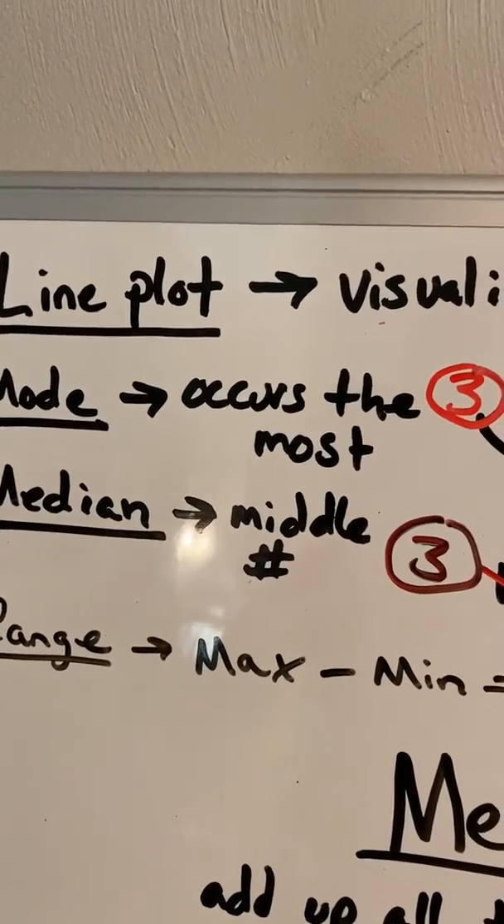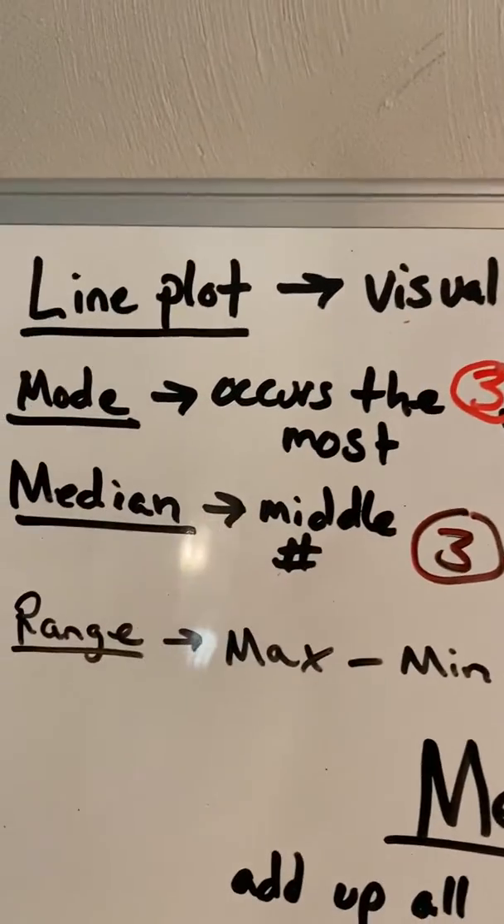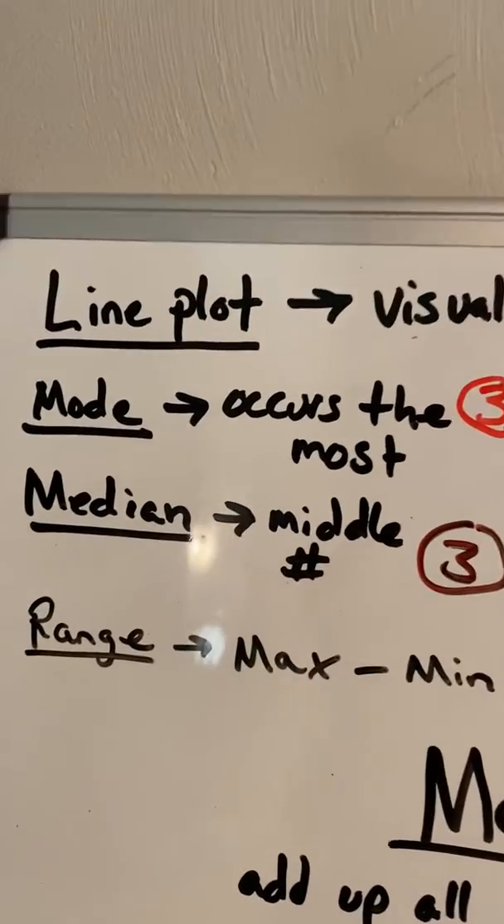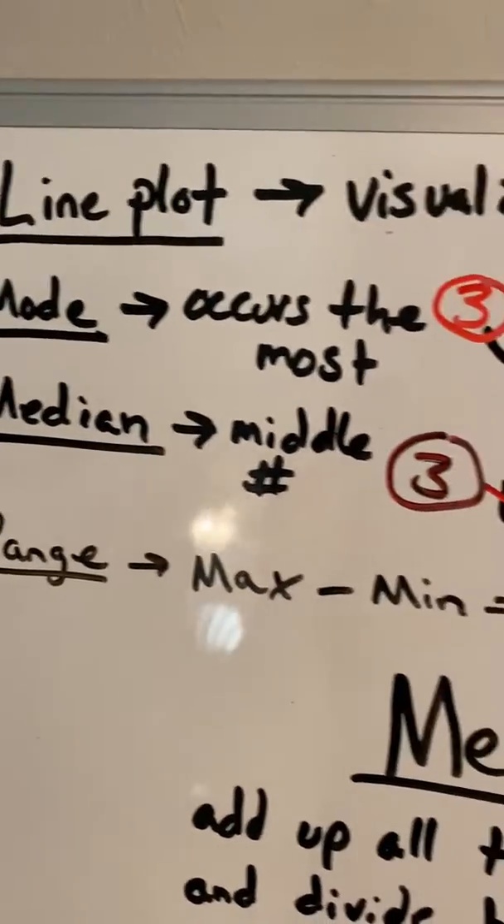So mode, the number that occurred the most. Median, which was the middle number, and you can see both of these are 3, so they ended up being the same thing. And then we had range.